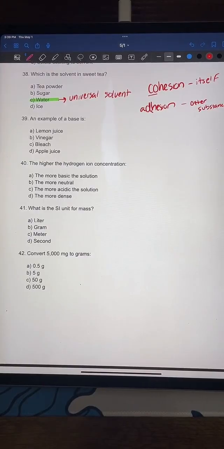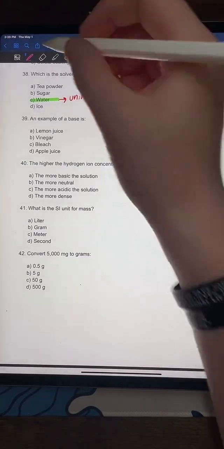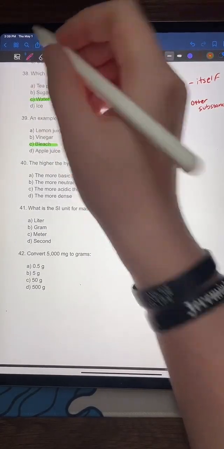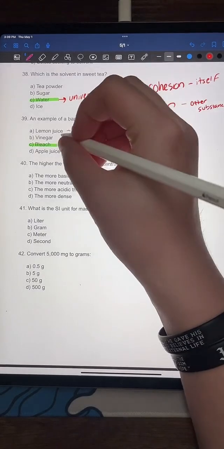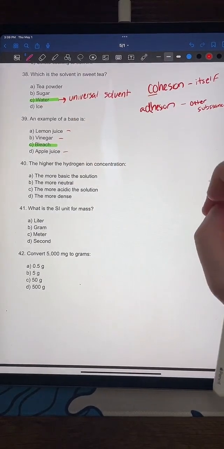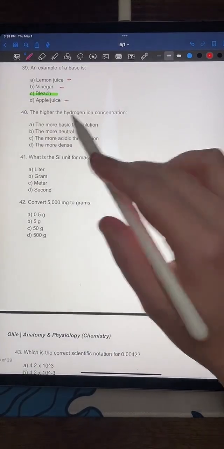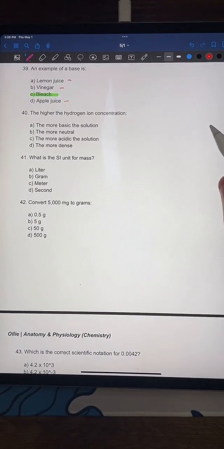But number 39, the answer is C, bleach. Bleach contains sodium hypochlorite, which is a strong base. Lemon juice, vinegar, apple juice, these are all acidic. Number 40, the higher the hydrogen ion concentration, what is the result?